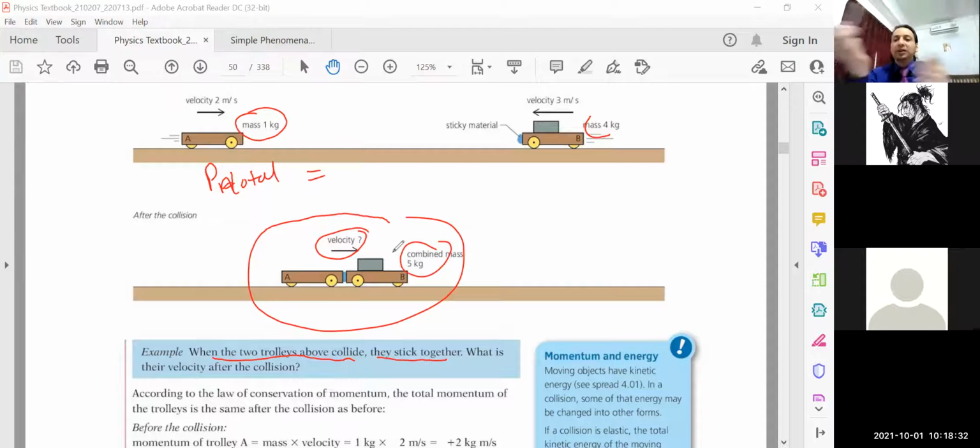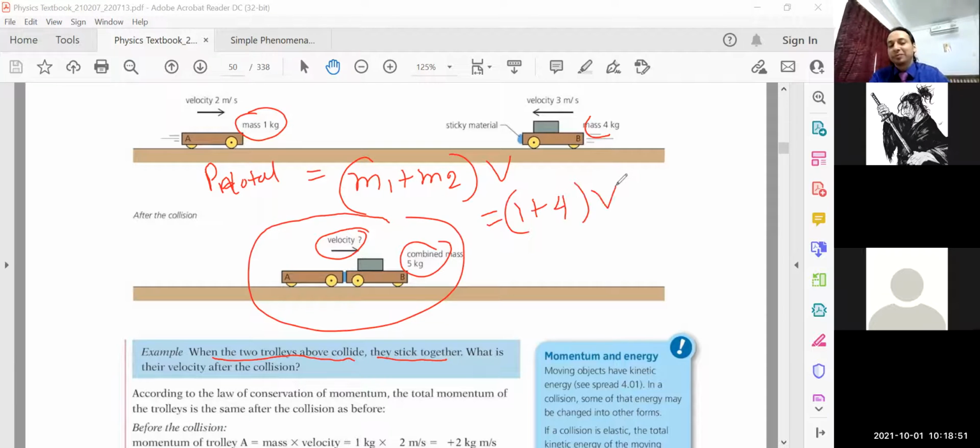If it is not given, still you have to add the masses. Basically the equation is m1 plus m2 multiplied by v, that is mass multiplied by v, momentum. What is m1? 1. What is m2? 4. What is the velocity? That you need to calculate. So total momentum after collision is 5v. But what is our task? We have to find out, after the collision, the velocity of the system. System means the system of objects A and B.